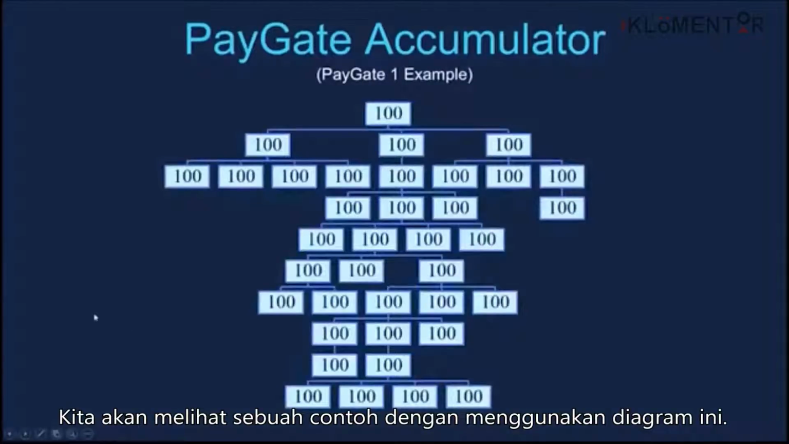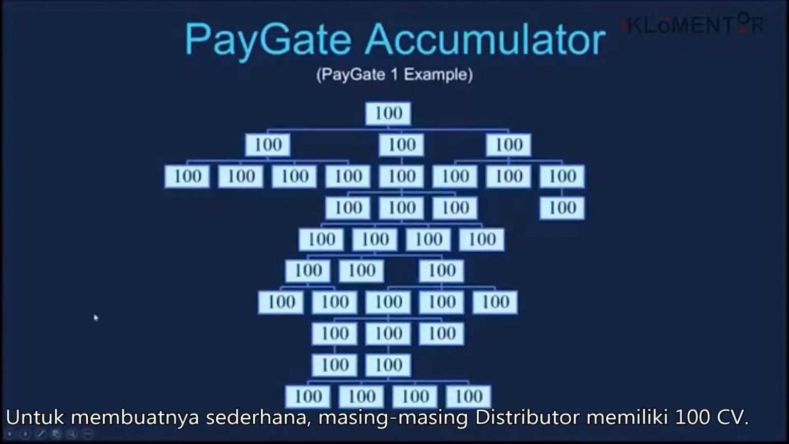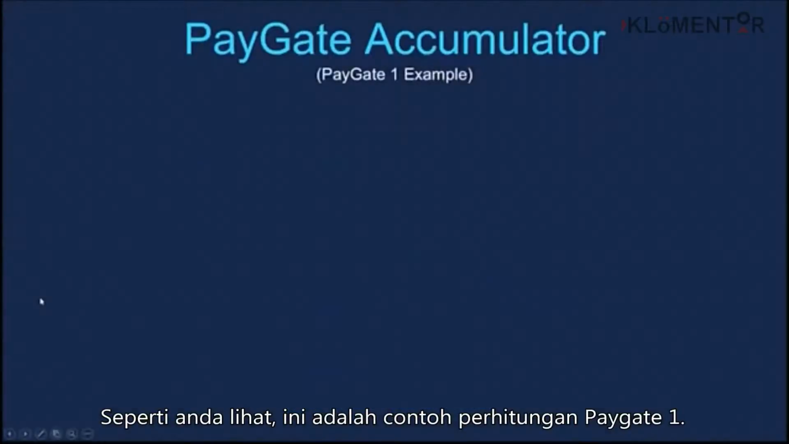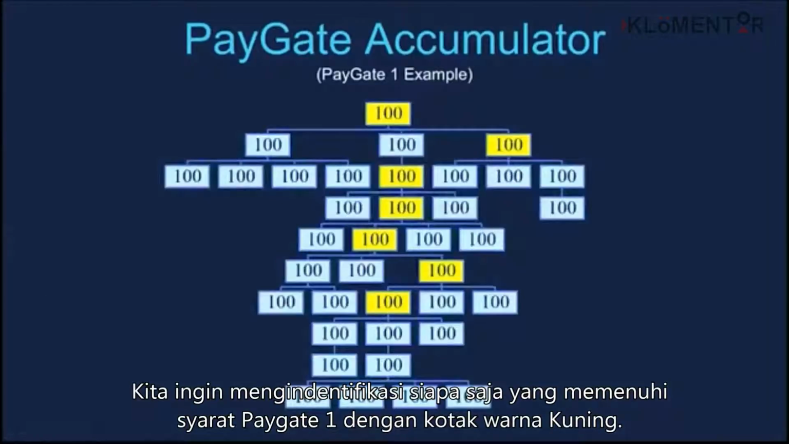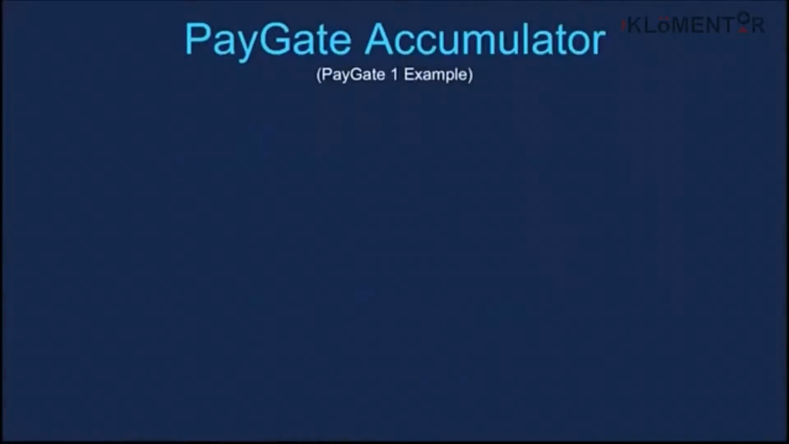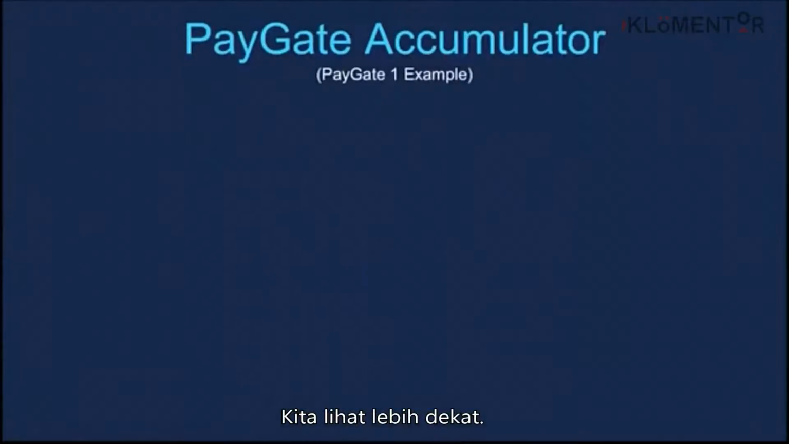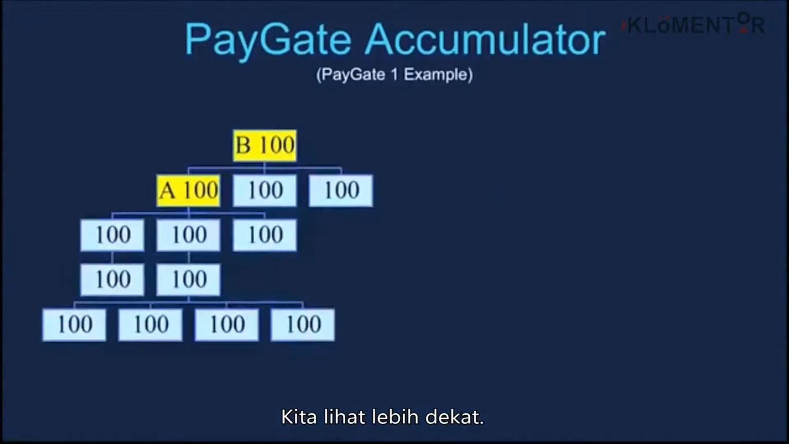using this chart, and to make things simple, each distributor, or each box on the screen, is going to represent 100 CV. So as you can see above, this is a Paygate 1 example. We want to identify all those distributors that have qualified for Paygate 1. We've highlighted those distributors in yellow on the screen. And we're going to look specifically at the first 2 distributors, Distributor A and Distributor B. So let's look at them a little bit more closely.